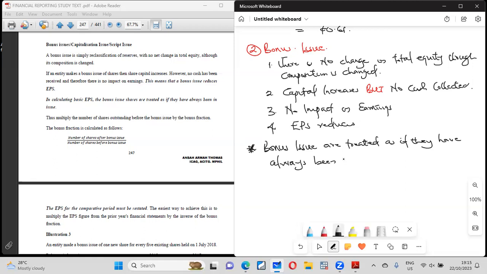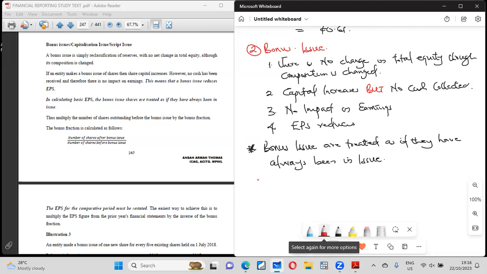Being in issue. That is the key bit you need to understand. If you miss anything at all, that is the part that you need to understand: that they has always been in issue. So the 3 steps you go into whenever there is a bonus issue, 3 steps.